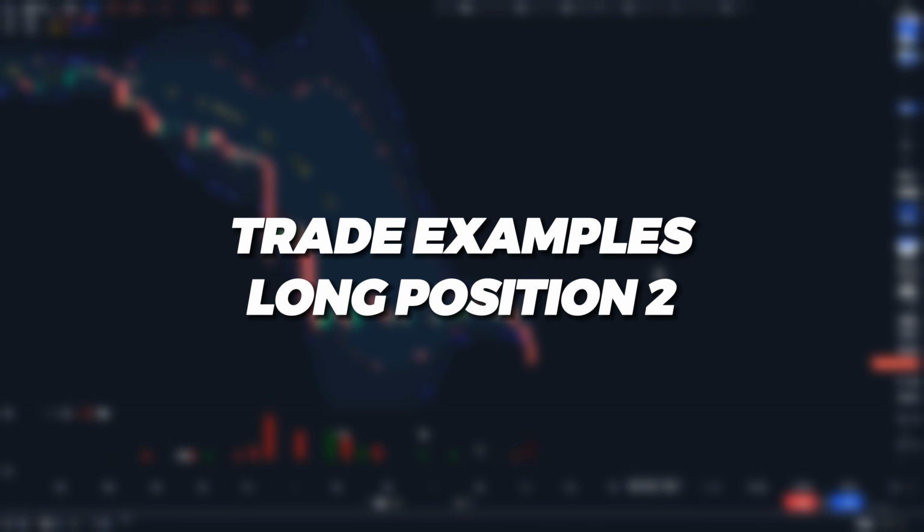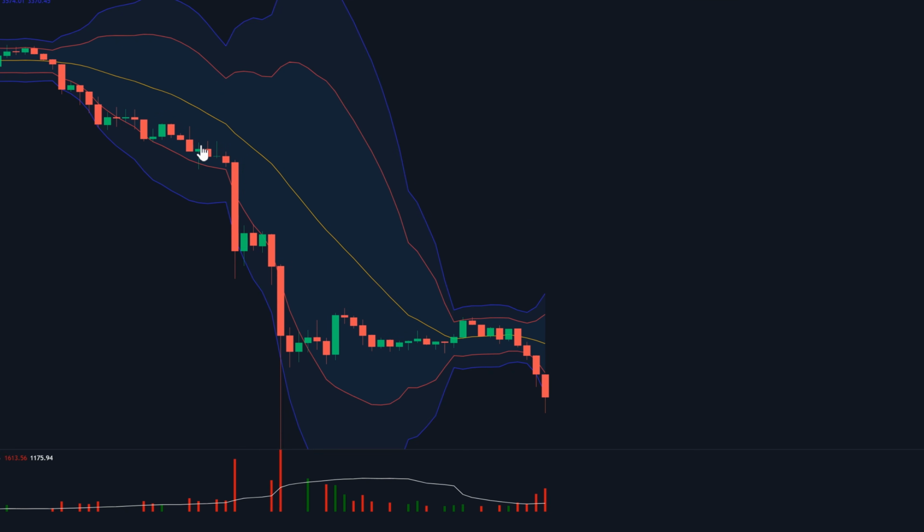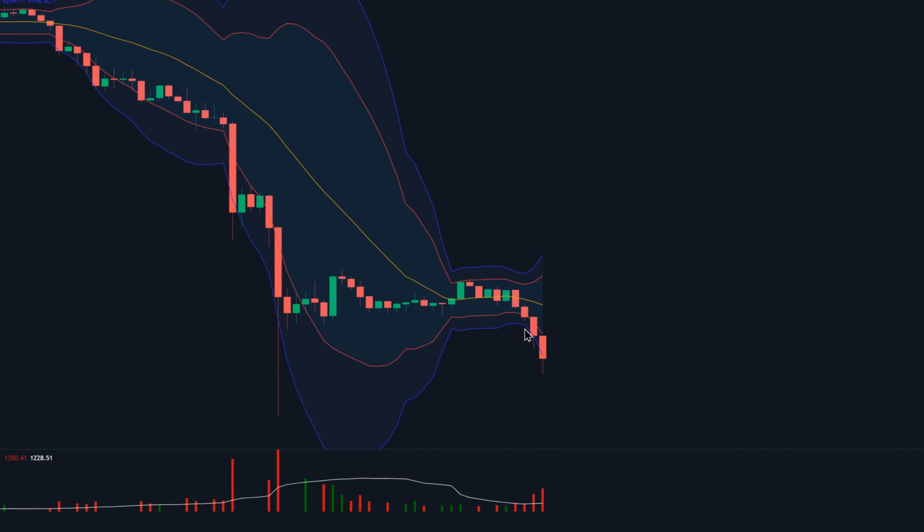Now here is another long position. As you can see, the trend was bearish all the way to this point. After that, we had the price rejecting off of the blue Bollinger Band indicator, because as you can see, this candle closed below this blue line. This is the rejection that we're looking for.